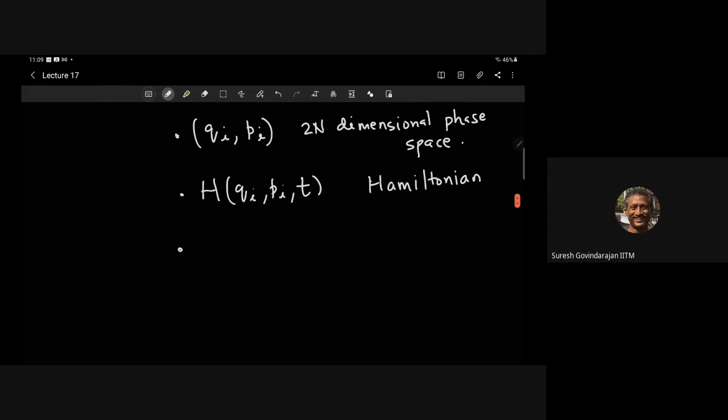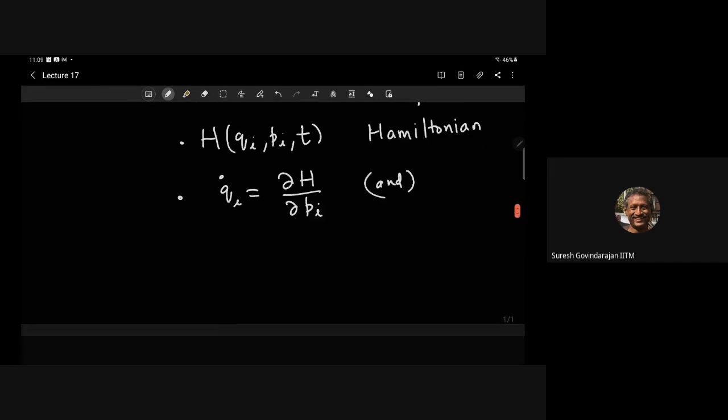Now let me write Hamilton's equations. They say that q̇i is equal to ∂H/∂pi, and ṗi is equal to minus ∂H/∂qi. This is all important, the minus sign. Here i goes from 1 to 2n. So we get 2n first order differential equations at a time. So this is what Hamilton's equations do.